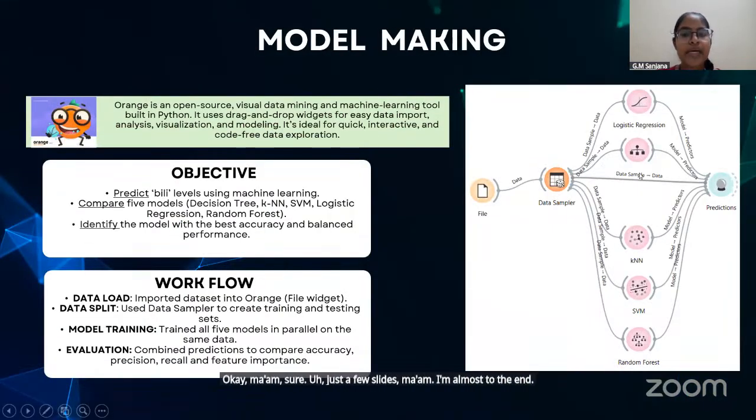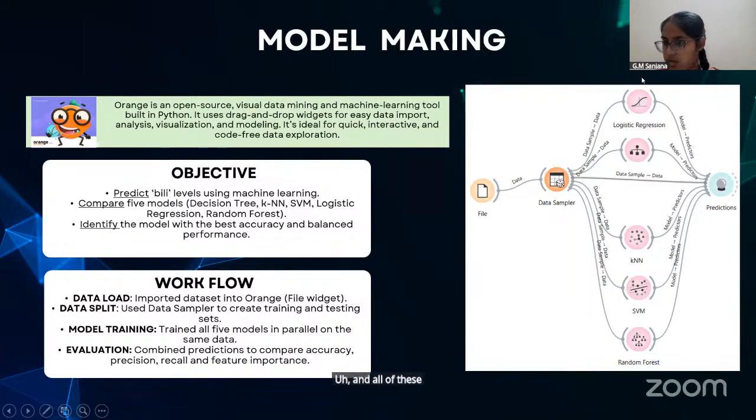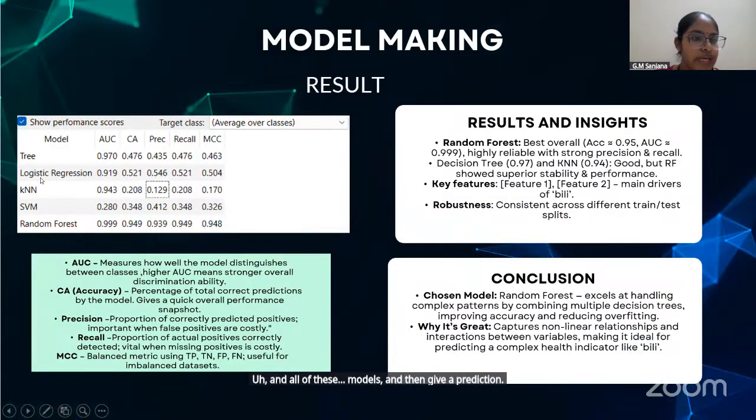For the model making, I put the data in and split it into 80 and 20. All of these models then give a prediction, which shows that random forest is the most accurate at 99%, and the next ones are decision tree and then the KNN model.